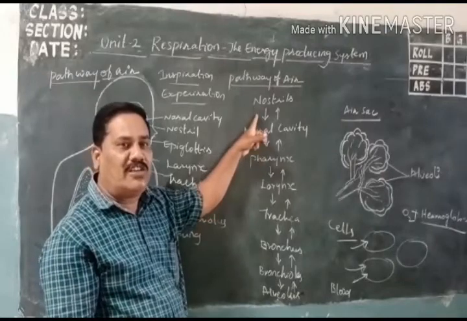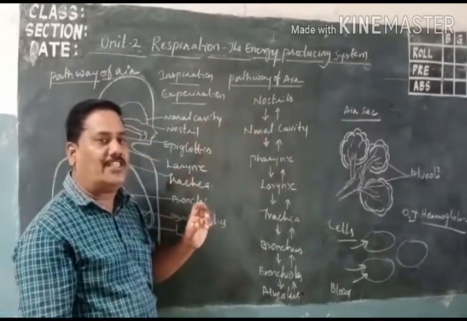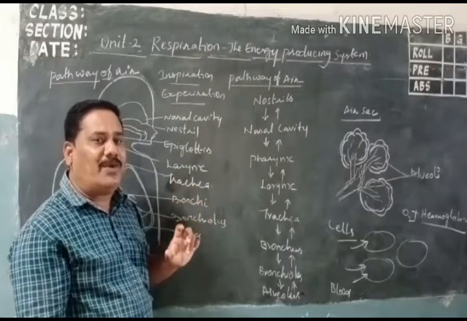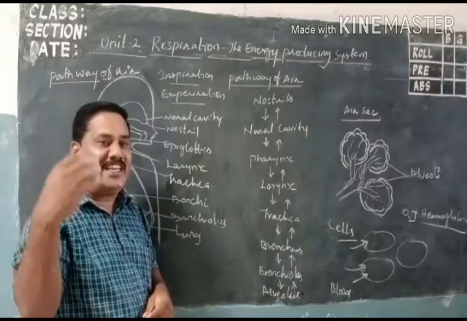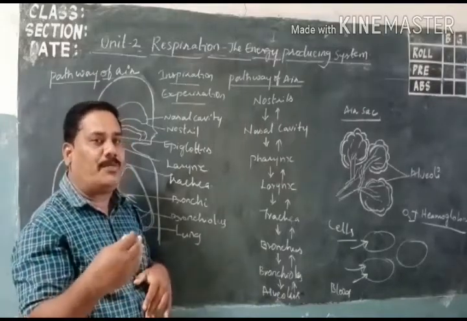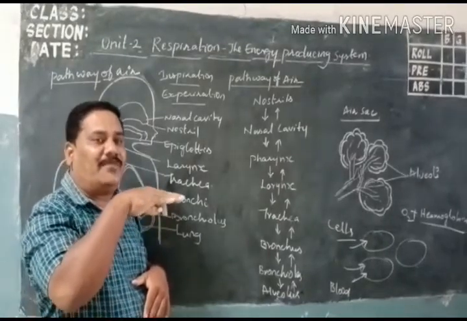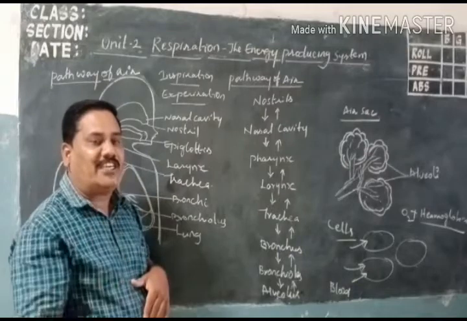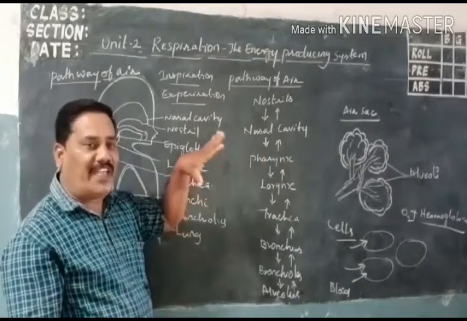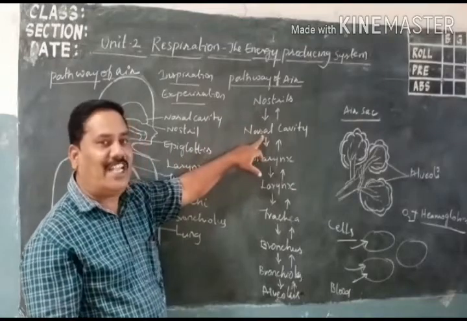The nostril contains a large number of hair follicles. Why are these hair follicles present inside the nostril? In the atmosphere, dust particles are also present in the air. When the dust enters the nose, the hair follicles filter the dust particles. The nostril opens into the nasal cavity.